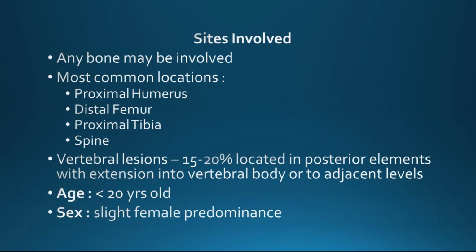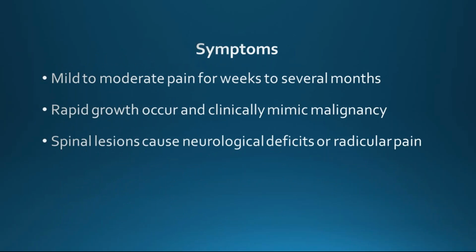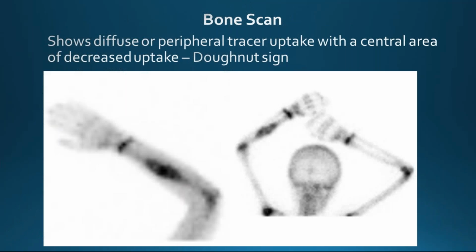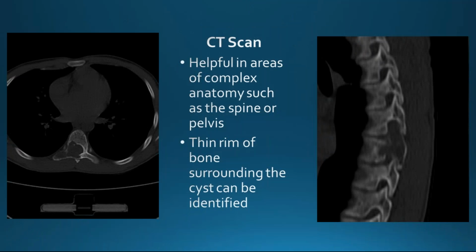It is more common in proximal femur, distal femur, proximal tibia, spine. More common in females less than 20 years. Mild to moderate pain. If it is a rapidly growing tumor, you will have to suspect a malignancy. Spinal lesions cause neurological deficits. X-ray shows an expansile lytic lesion which elevates the periosteum. Bone scan, you'll have Donut sign.